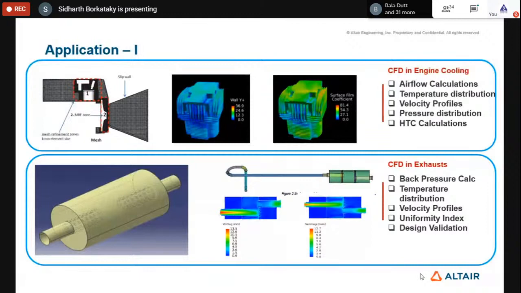As you can see in the images here, there is an engine where we can study temperature distribution, velocity profile, heat transfer calculations, and pressure distribution. These are some of the critical parameters we study for engine performance.